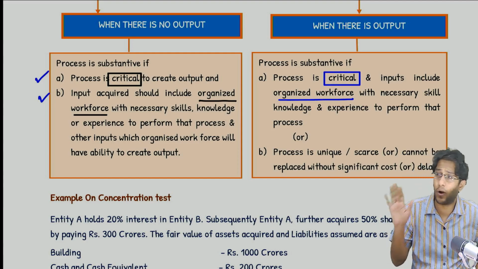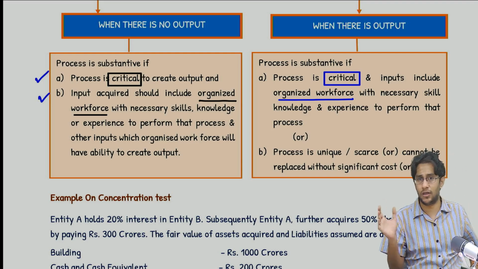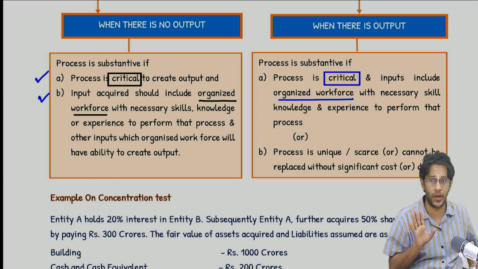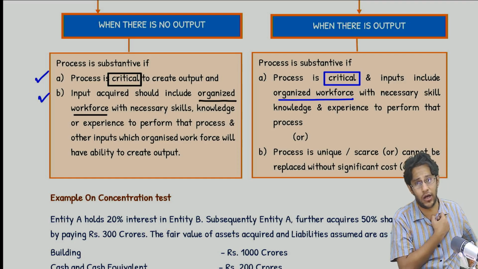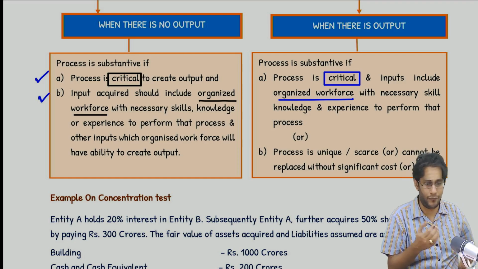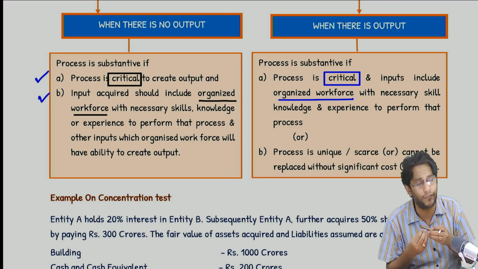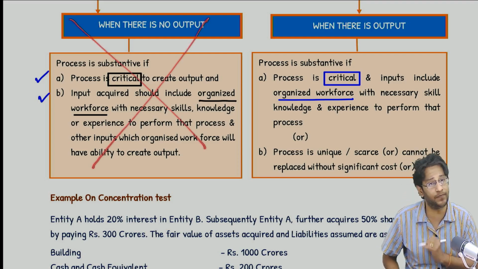So whatever points are there on the left side, the same points are there on the right side also. When output is not there, whatever you have to satisfy, when output is there, you also have to satisfy the same thing. Sir, I am taking over processes, but workforce I am not taking over. What is the answer? If you are taking over a critical process, and you are saying that organized workforce you are not taking over, in this scenario, it is not a business.